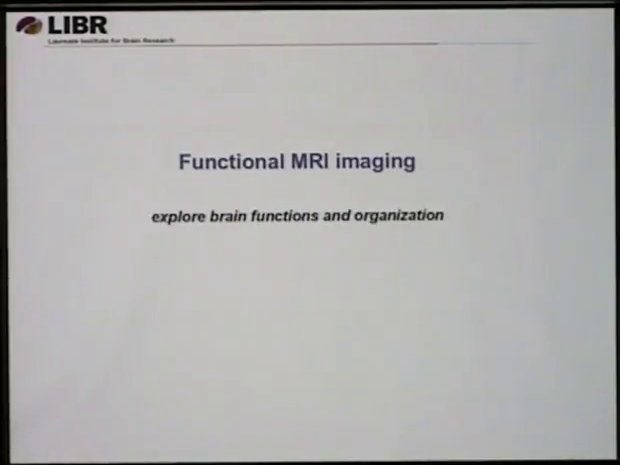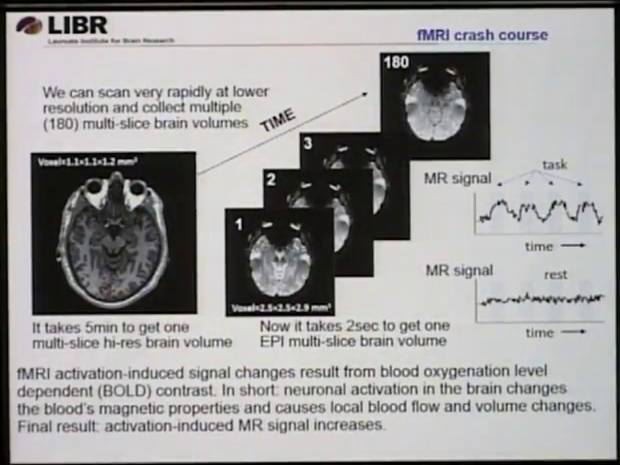So far I was talking about structural imaging, so that we can peer in and look at the brain structures. But now let's talk about the functions a little bit: how we can explore brain functions and how the brain is organized in the functional domain. Luckily for us, there is a technique which allows us to do so. It's called functional magnetic resonance imaging. So what is it all about?